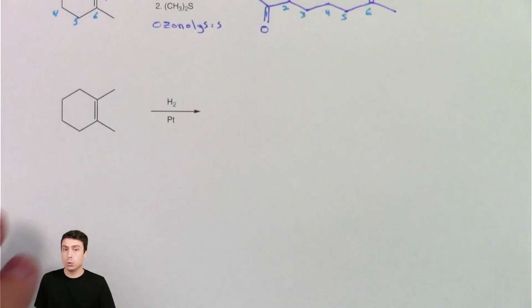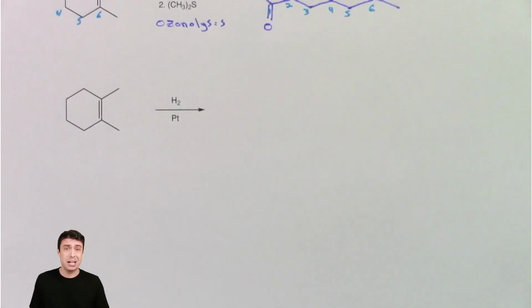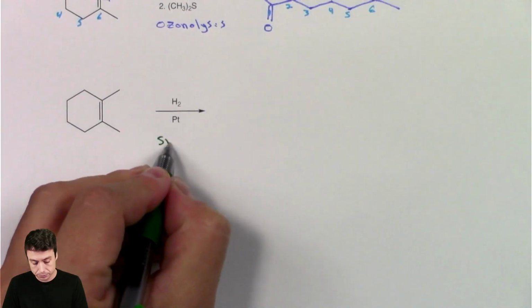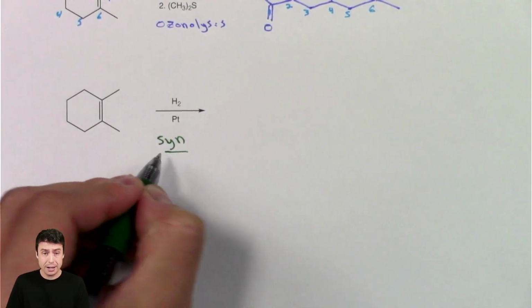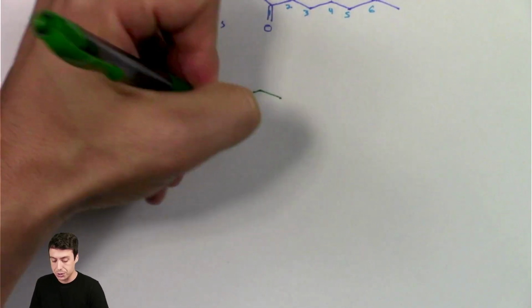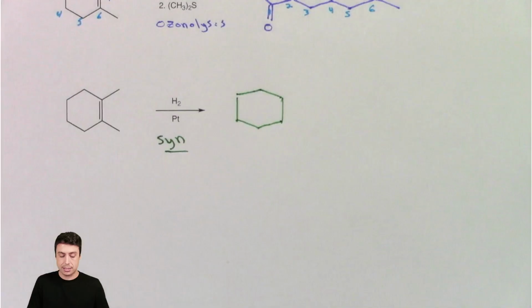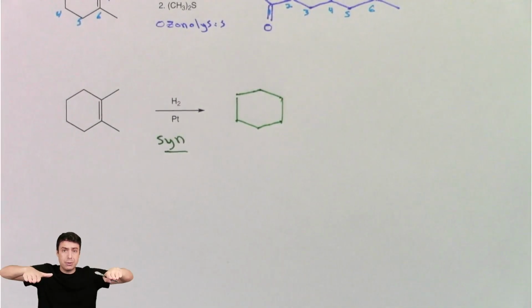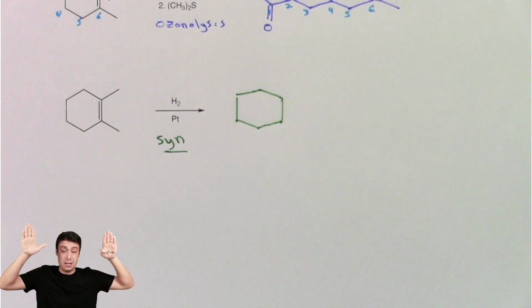H2 platinum or H2 palladium or H2 nickel. It's H2 with some metal catalyst. Remember, this is also a syn addition. And what are you adding? Just 2 hydrogens. So if both hydrogens get added to, let's say, the bottom face, if the H's get added below, what happens to those methyls? They get pushed up to the other face.